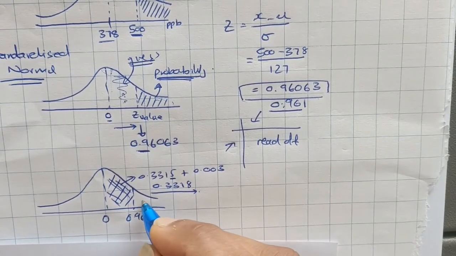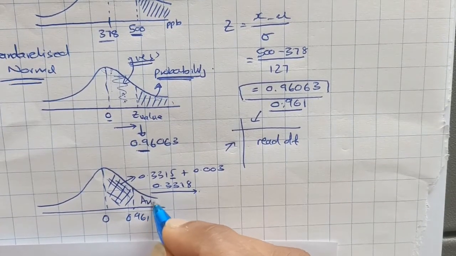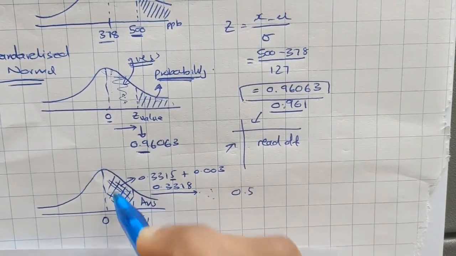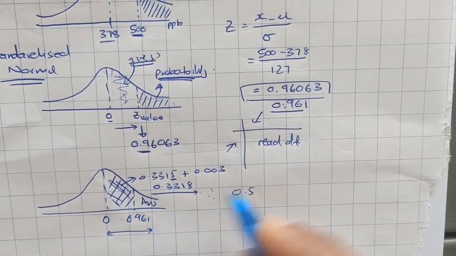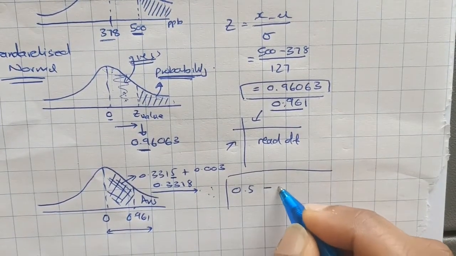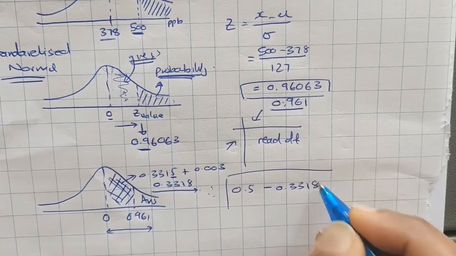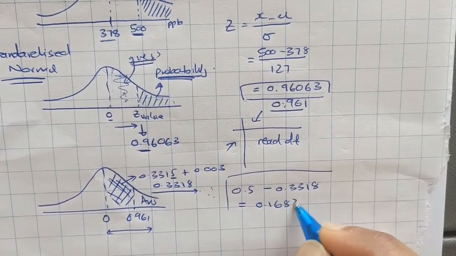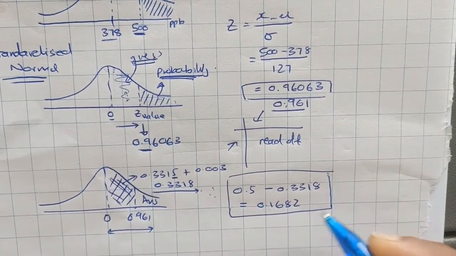Now we don't want that one. We want to find this is where the answer lies. So therefore we take 0.5, which is 50% of the data, because that's 50% over there. We take 0.5 in our final answer. We're going to minus 0.3318, and we'll end up with 0.1682. And this is using Z tables.